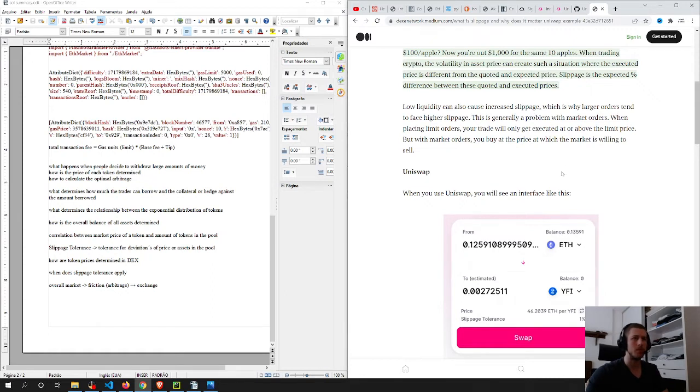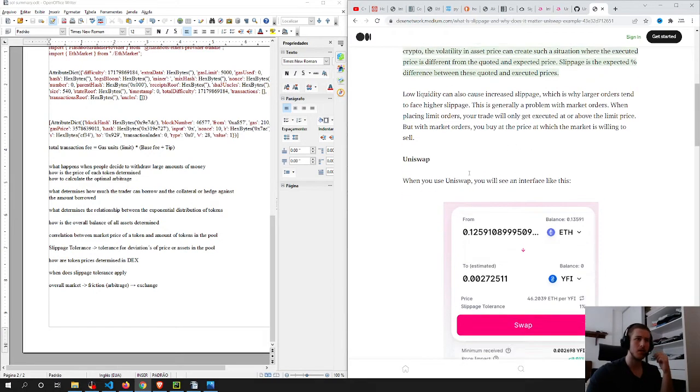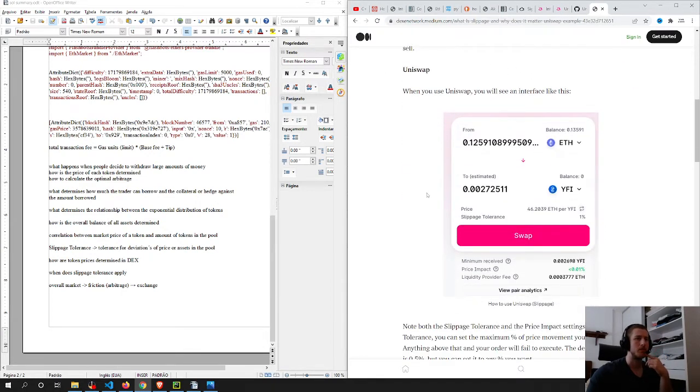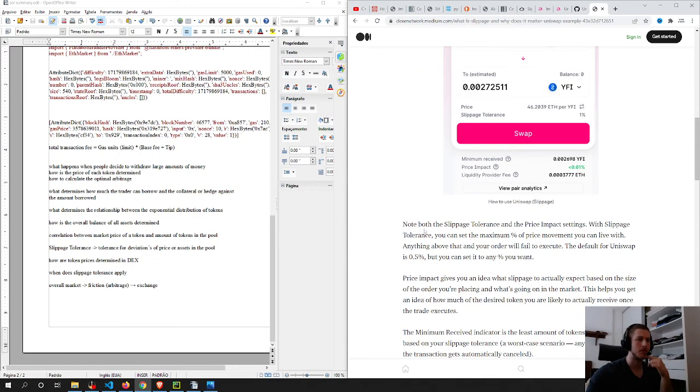This is generally a problem with market orders. When placing limit orders, your trades will only get executed at or above the limit price, but with market orders you buy at the price at which the market is willing to sell. When you use Uniswap, you'll see an interface like this. Note both the slippage tolerance and the price impact settings. With slippage tolerance, you can set the maximum percentage of price movement you can live with.